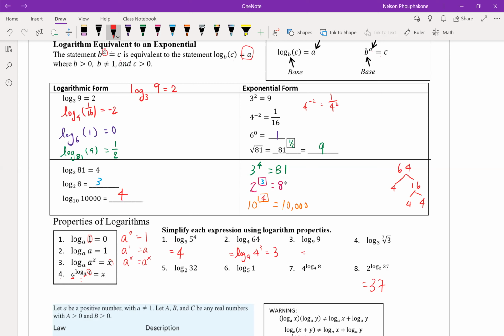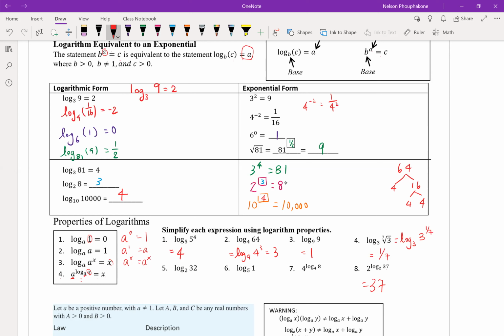And then for this one, we could use property number 2. Here we have to know that the 7th root of 3 is 3 to the power of 1 over 7. Again, if you don't know this, go back to 4.0, the review of the exponents. So therefore my answer is equal to 1 over 7.